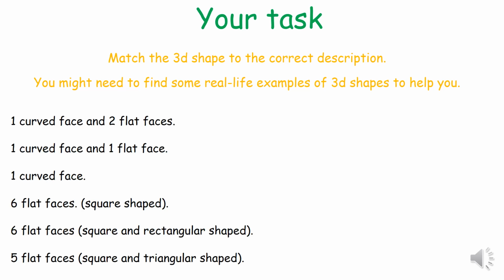So here are some descriptions. Our descriptions say: 1 curved face and 2 flat faces. 1 curved face and 1 flat face. 1 curved face. 6 flat faces, and they are square shaped. 6 flat faces, they are square and rectangular shaped. And 5 flat faces, which are square and triangular shaped.